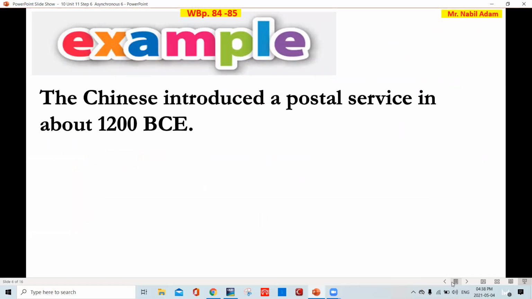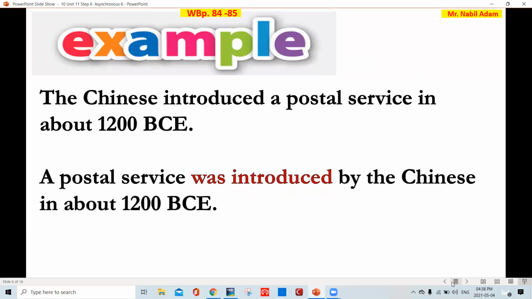Example, the Chinese introduced the postal service in about 1200 BCE. Here the Chinese is the subject and the postal service is the object. If you start with a postal service, we use was or were plus past participle. So the right answer, a postal service was introduced by the Chinese in about 1200 BCE. You should use the time phrase at the end of the sentence. You can use by the subject.